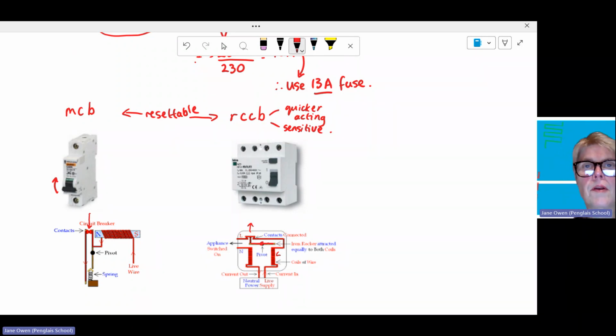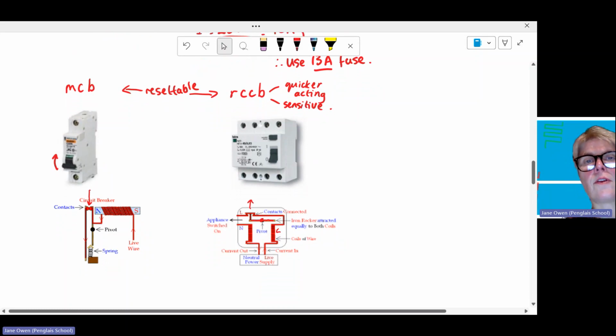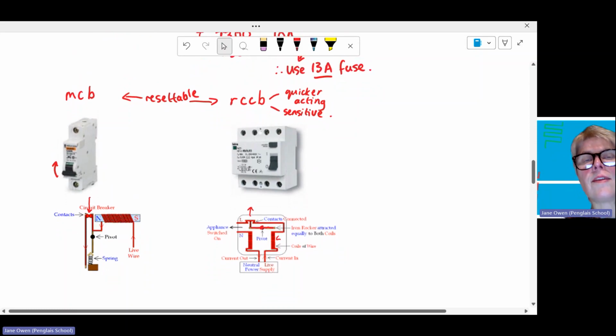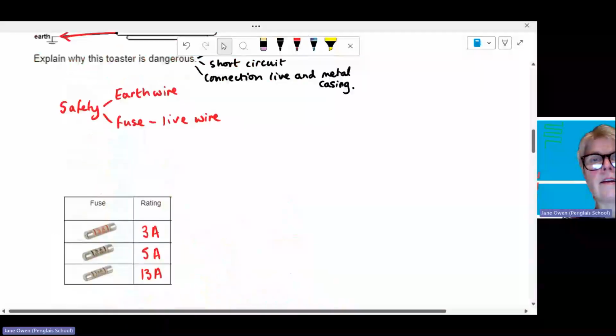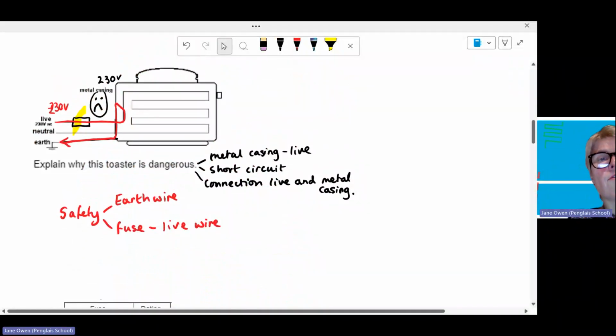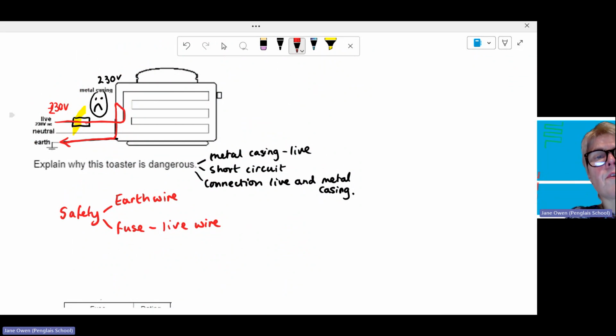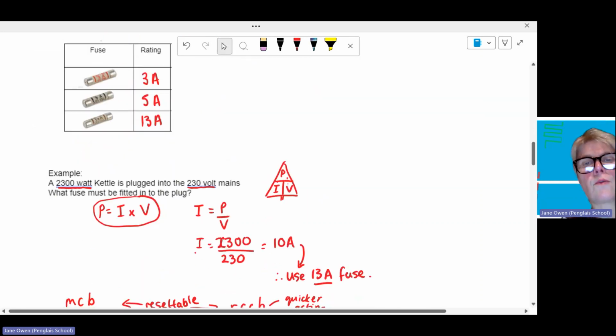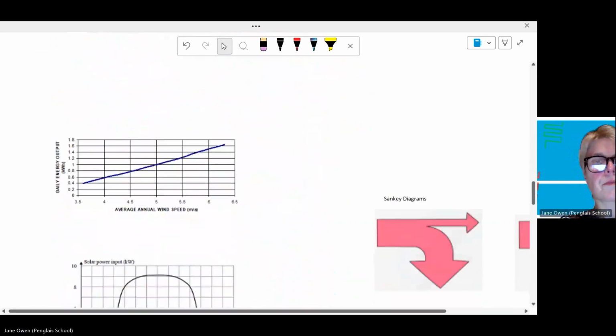And we want this because it's much, much safer. All of these things are safe, but RCCBs are even safer because they are so sensitive. As soon as they detect any current going down through the earth, they'll see that there's a difference in current between the live and the neutral, and flick a switch and switch the circuit off.